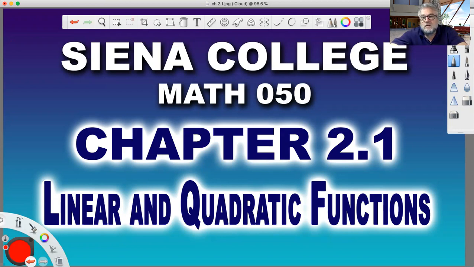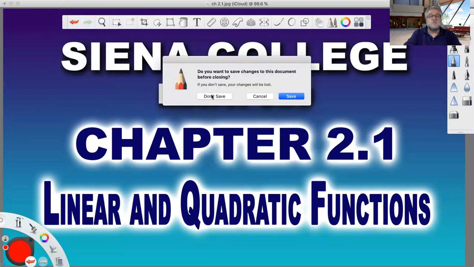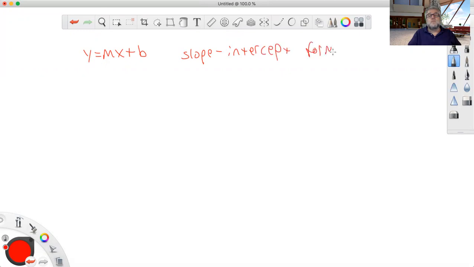So let me move this a little closer. That's a little better. Okay, so linear functions. Very important, useful in a lot of things. Linear functions, y equals mx plus b. This is the slope-intercept form because it gives you the slope here and it gives you the y-intercept.